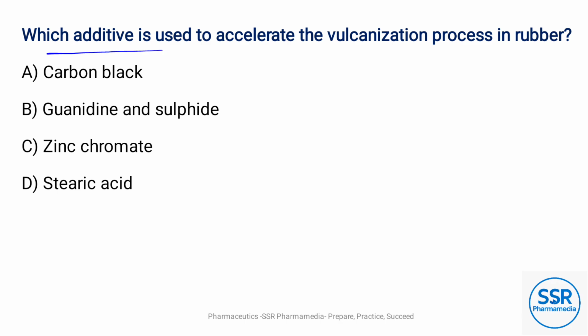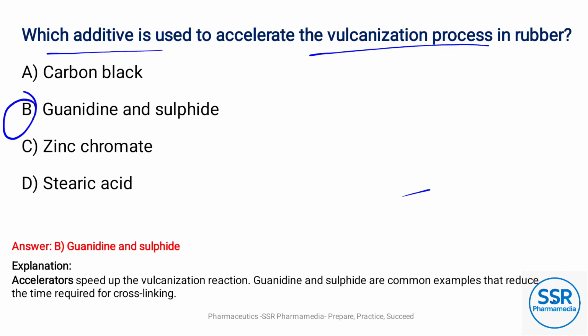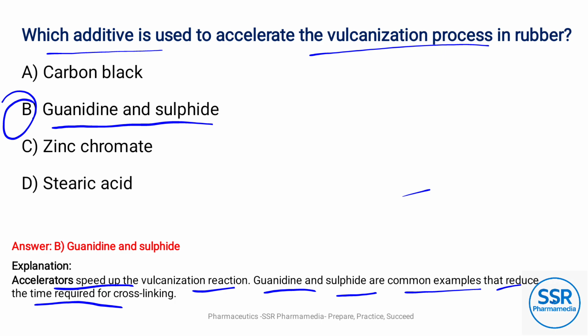Which additive is used to accelerate the vulcanization process in rubber? Option B, guanidine and sulfide. Accelerators speed up the vulcanization reactions. Guanidines and sulfides are common examples that reduce the time required for cross-linking.